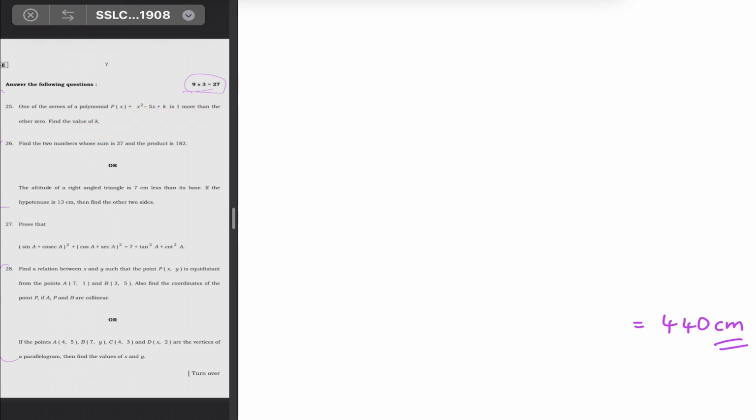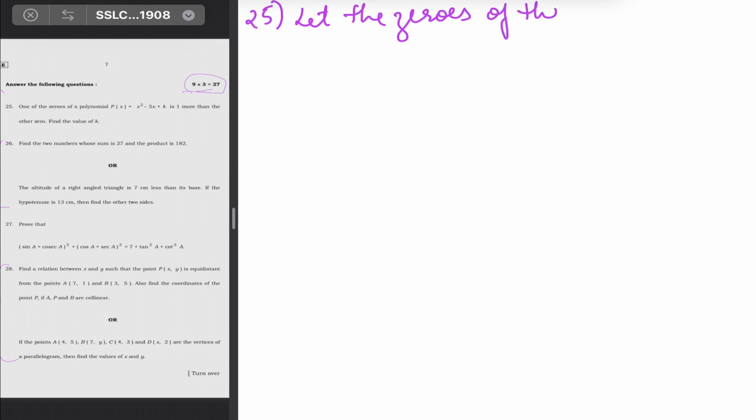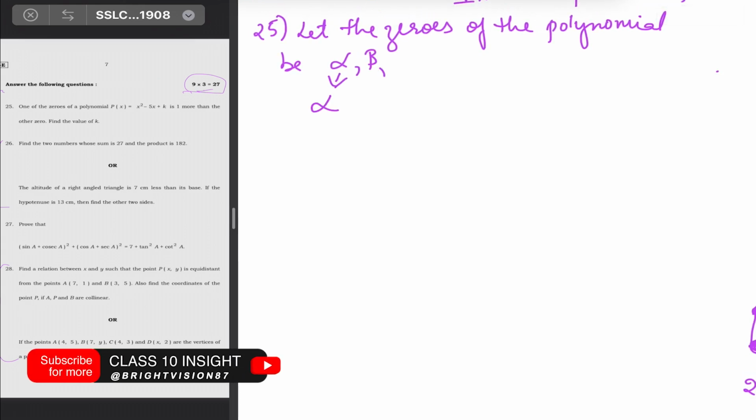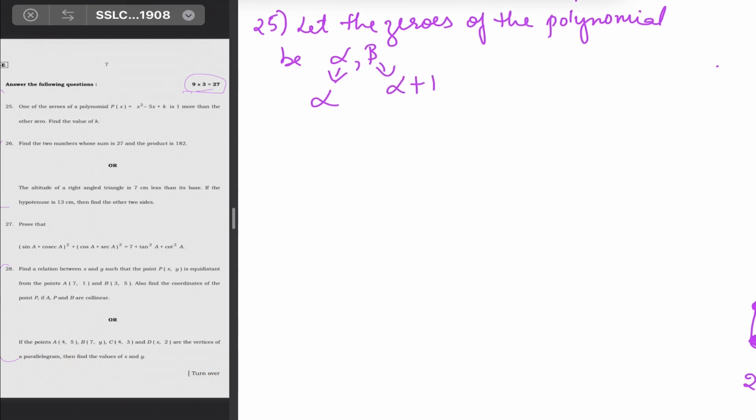So let us start with the solution. Let the zeros of the polynomial be alpha and beta. According to the question, if one zero is alpha, then the other zero beta is alpha plus 1. That is, they have given it as 1 more than the other zero. So this is the given parameter.